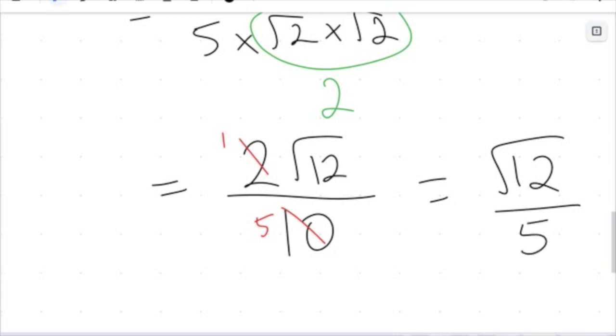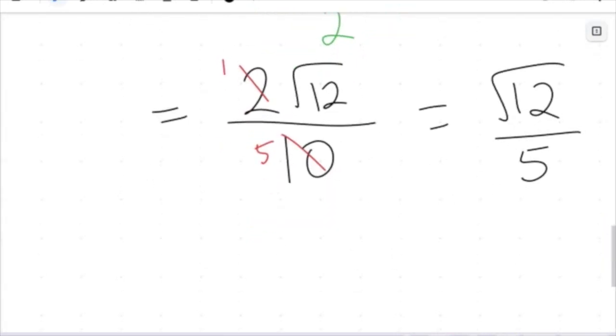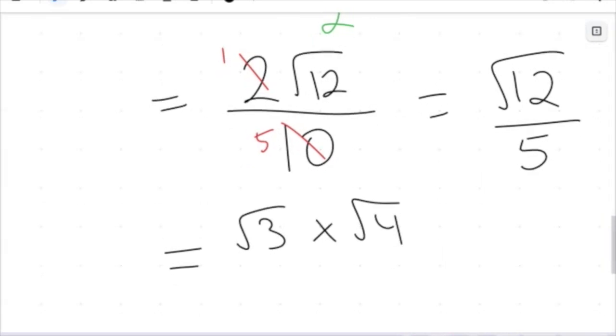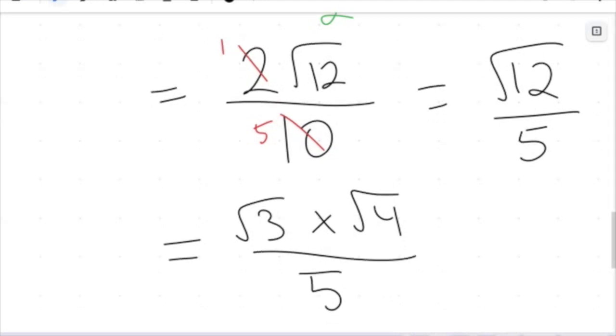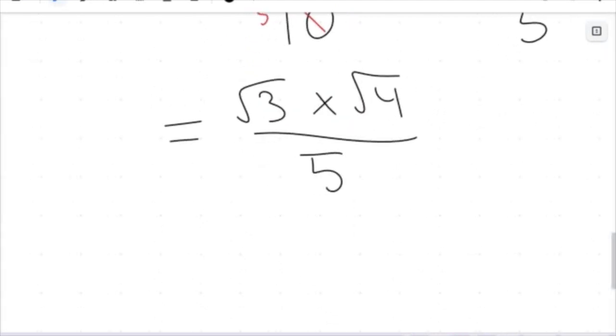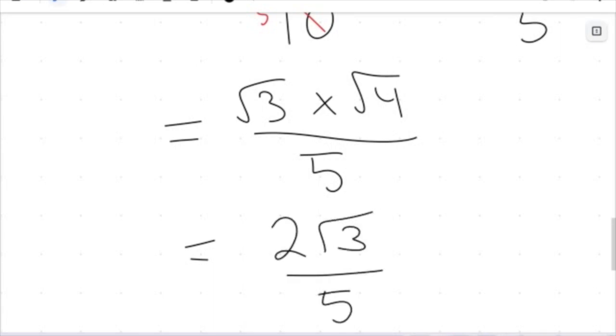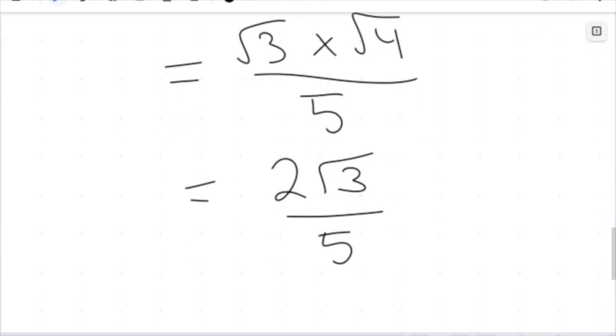And this root 12 we can simplify because one of the factors of 12 is 4, which is a perfect square. So my root 12 is going to become root 3 times root 4 on 5. And my root 4 is just going to be 2. So that gives me 2 times root 3, or just 2 root 3 over 5 on the denominator. Okay, let's do one more.